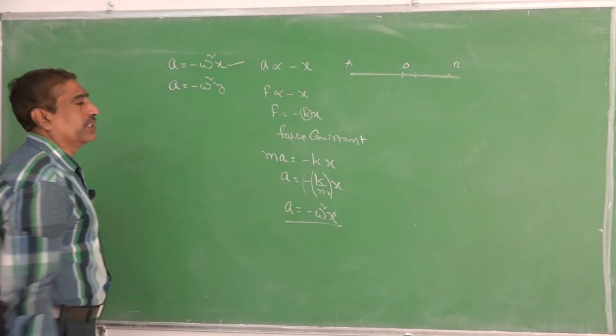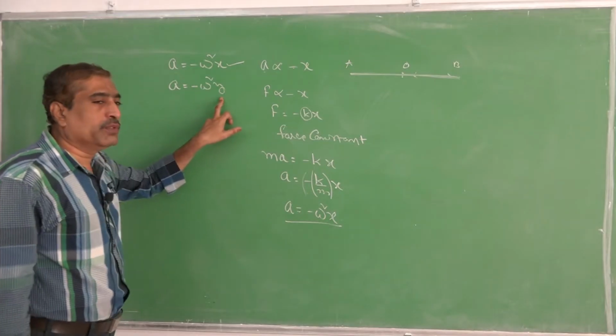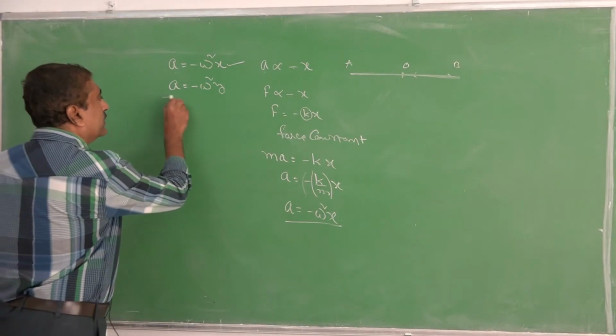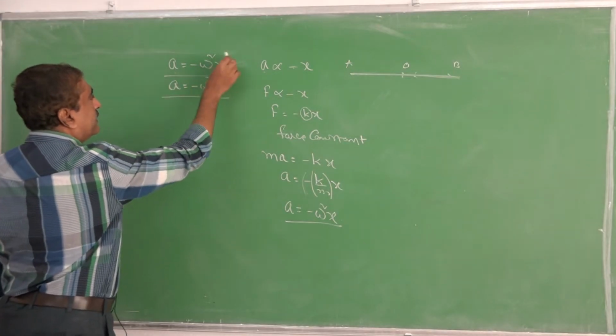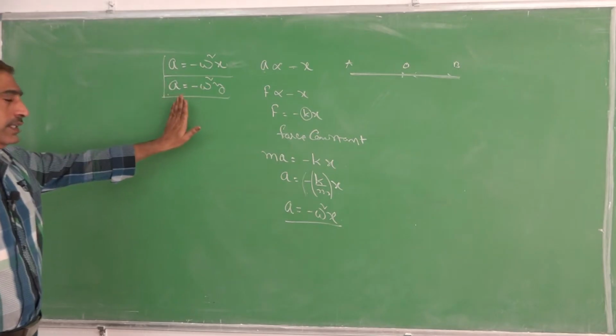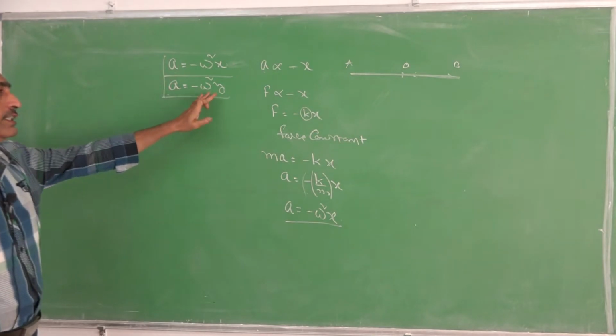If the particle moves along the x axis, we represent the displacement by x. If the particle moves along the y axis, we represent the displacement by y. These two equations represent the particle executing SHM.